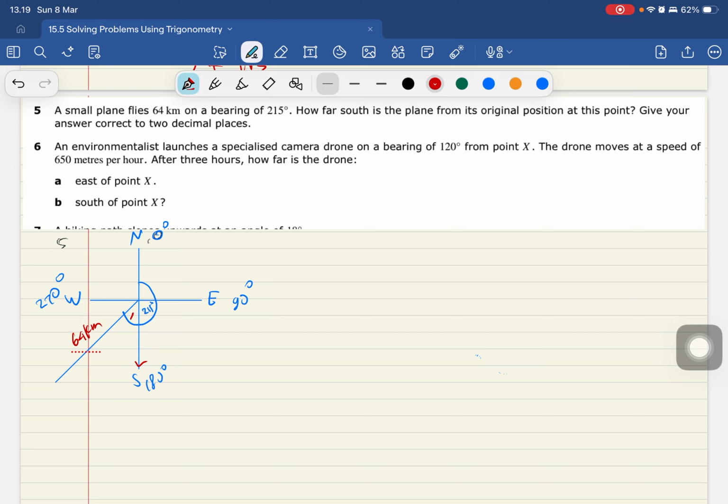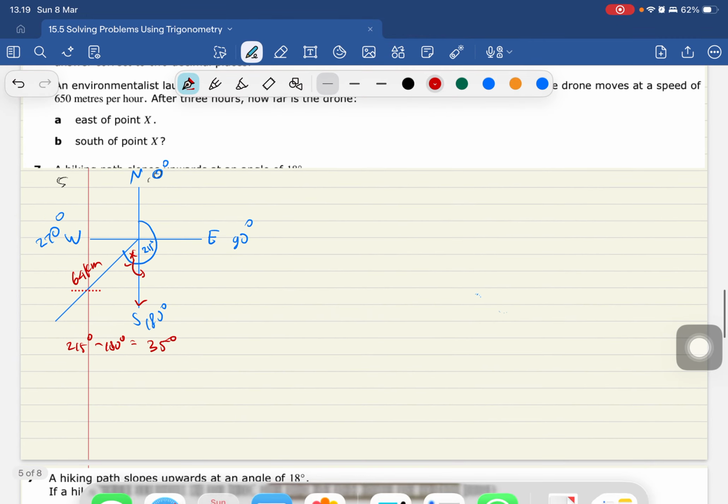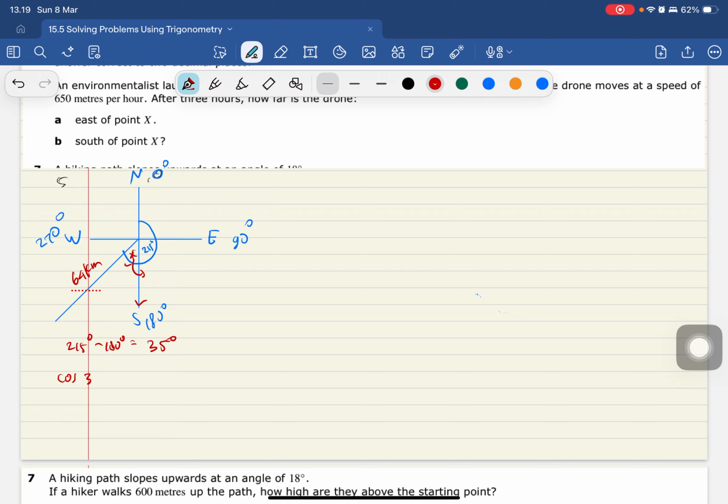Okay, let us find this angle by 215 degrees minus 180. So we got 35 degrees. So we'll find this south line. Here this is adjacent, and we have the hypotenuse, so we'll use cos. So cos 35 degrees equals adjacent divided by 64 kilometers. So the adjacent, or the south, is cos 35 degrees multiplied by 64 kilometers.